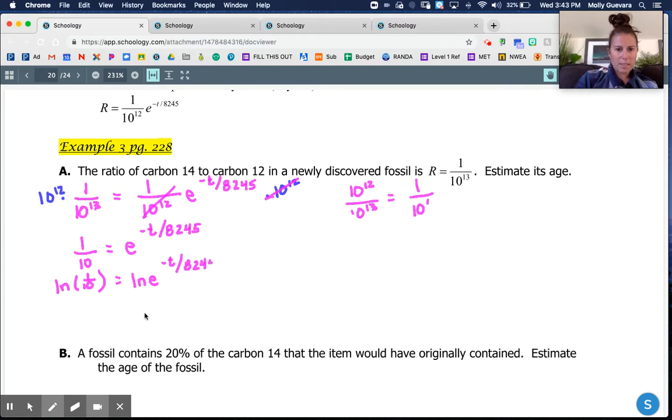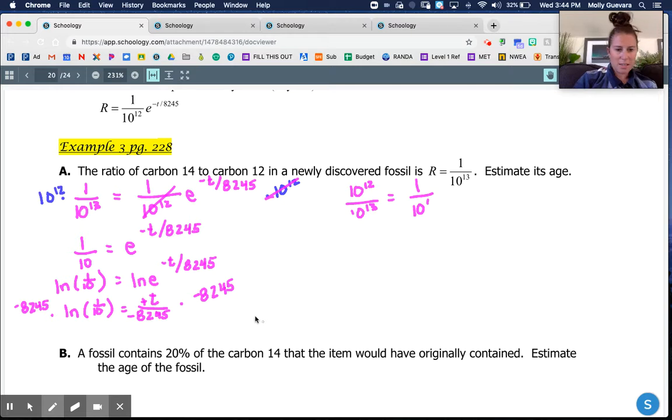Right, so these can cancel. I get the natural log of 1 over 10 equals negative t divided by 8245. Okay, so I can also write this negative down on the bottom and then make this a positive, and I'm going to do that because now all I have to do is multiply by negative 8,245 to both sides. And that's just going to give me t.